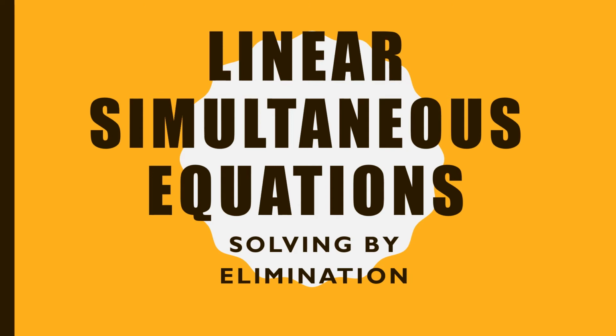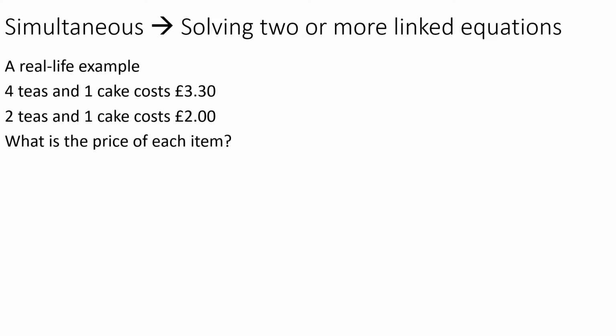Right, next thing on the algebra docket is linear simultaneous equations. Let's go. So the word simultaneous essentially means that you're solving more than one equation at once and with more than one variable at once. We're dealing with linear ones this time, so that means there'll be no squares or anything, which should be a little bit of a relief.